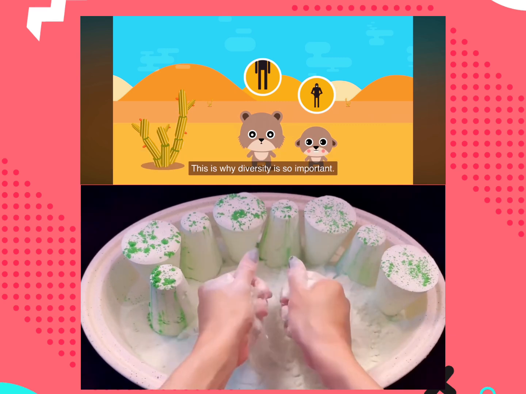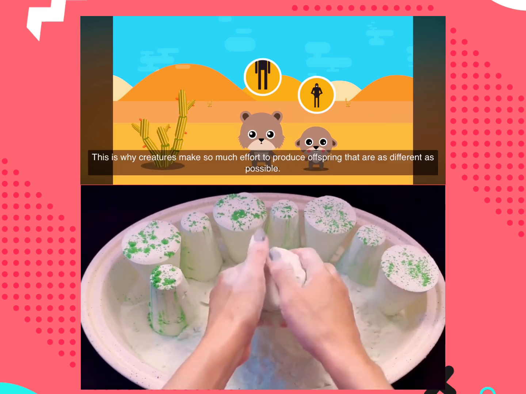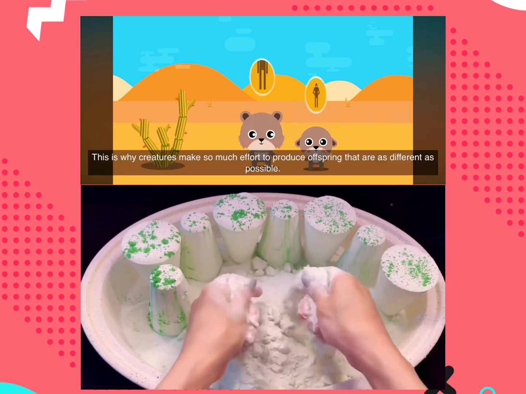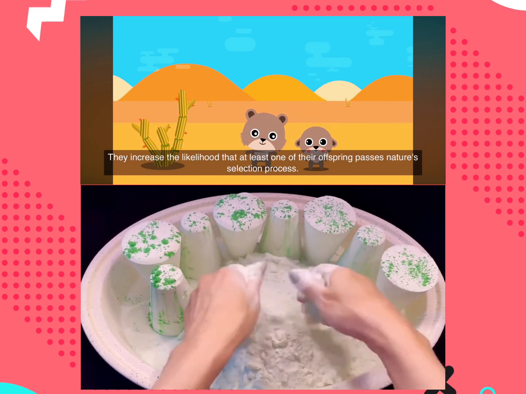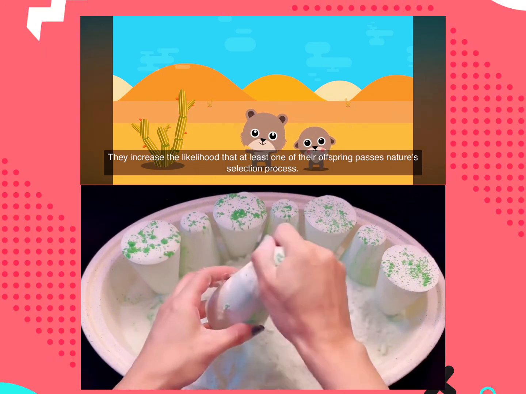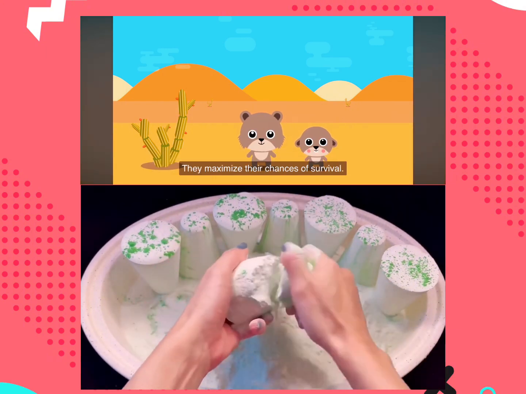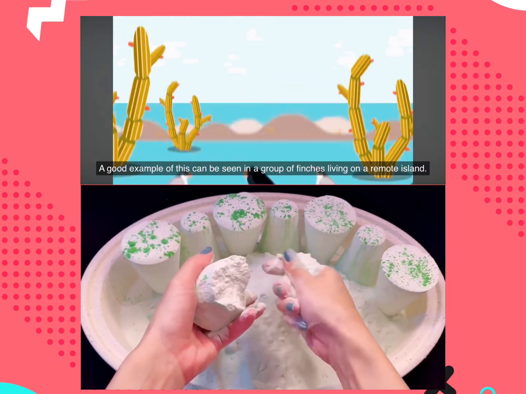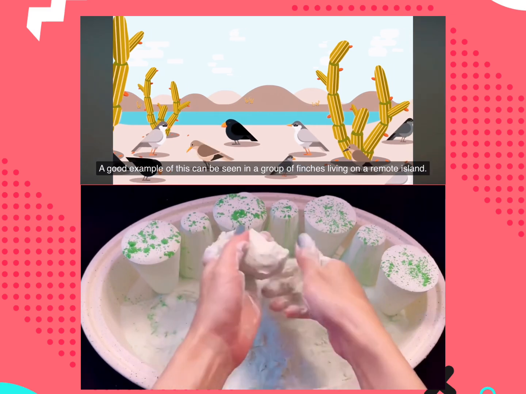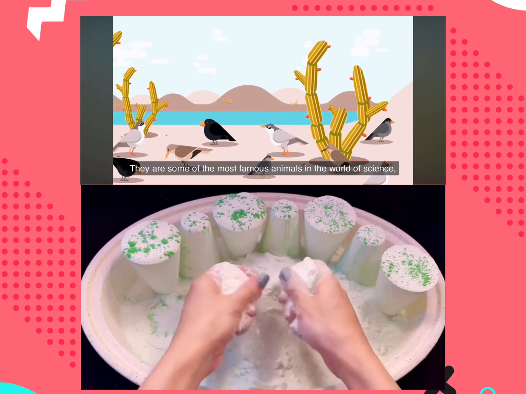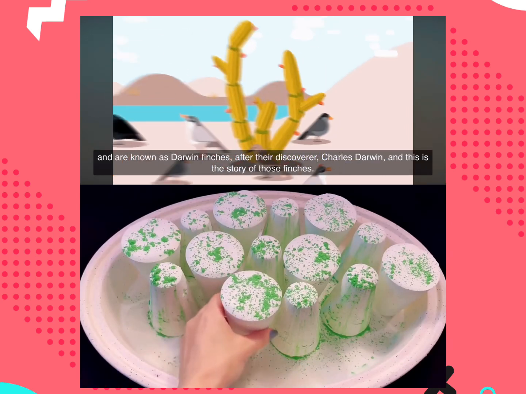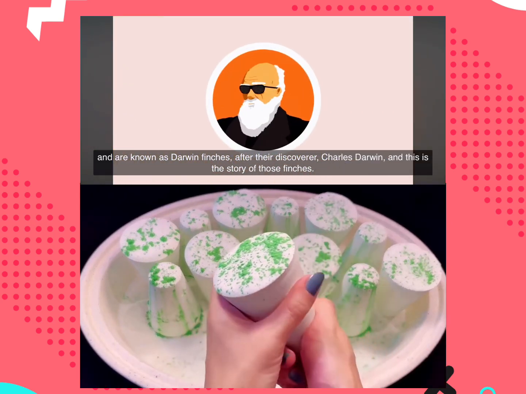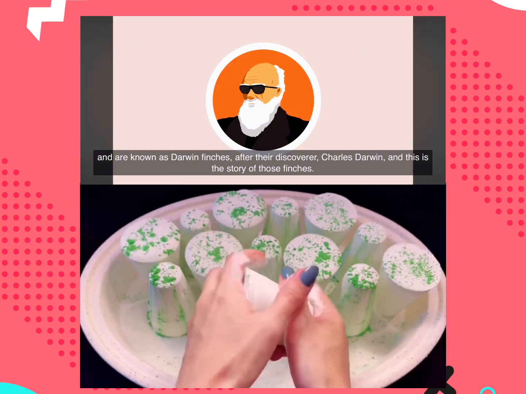This is why diversity is so important. This is why creatures make so much effort to produce offspring that are as different as possible. They increase the likelihood that at least one of their offspring passes nature's selection process. They maximize their chances of survival. A good example of this can be seen in a group of finches living on a remote island. They are some of the most famous animals in the world of science and are known as Darwin finches after their discoverer, Charles Darwin. And this is the story of those finches.